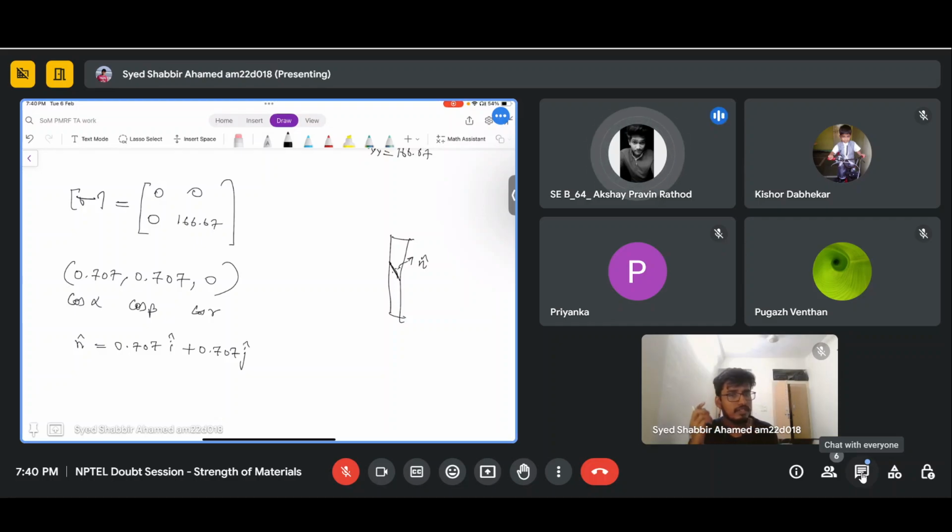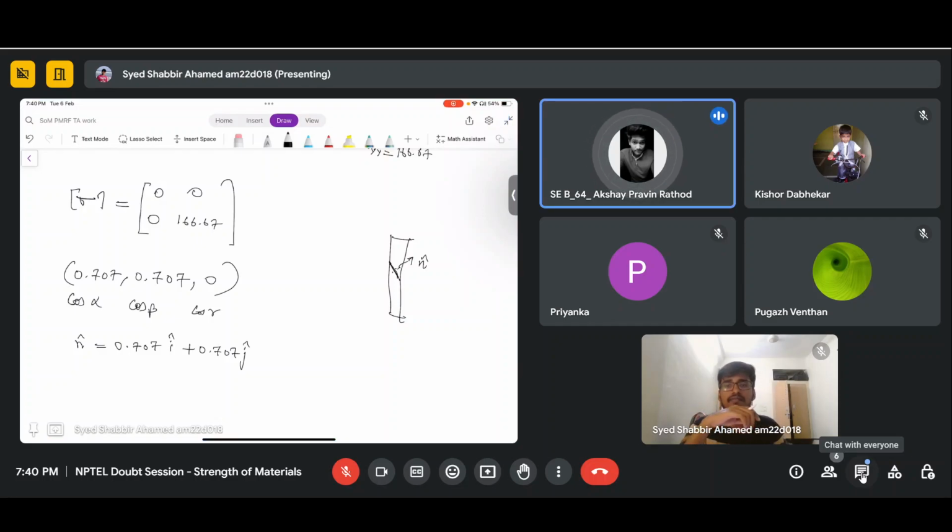Yeah. Can I ask something? Yeah, please go ahead. Sir, what if they are giving only the angle? Basically my doubt is, here the data is given directly, like direction cosines, what if they are provided as an angle? What should I do?